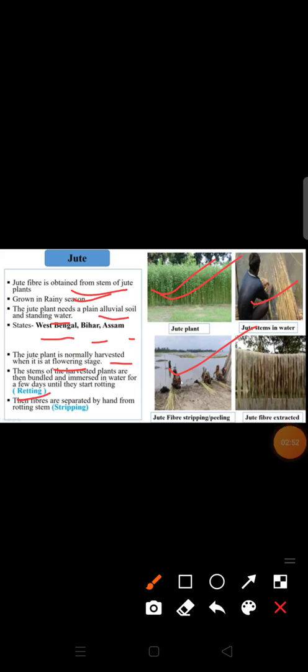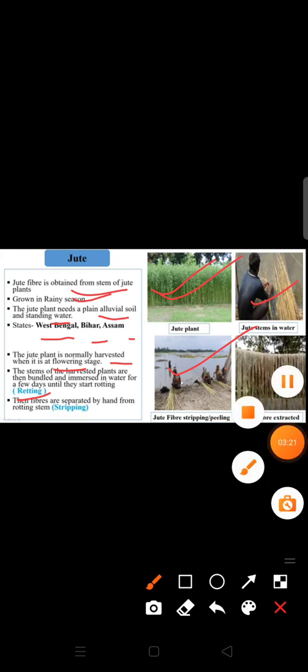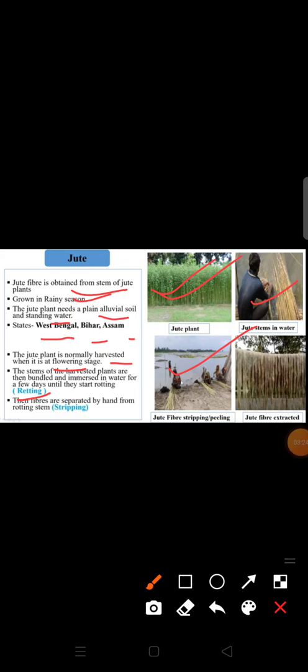And why are these stems immersed in stagnant water? Because in stagnant water bacteria grow well, and the gummy matter that holds the jute fibers to the inner part of the stem is eaten away by the bacteria, and that process is known as retting. In retting, the inner part of the jute stem is eaten away by the bacteria, and it softens the tissues and allows the jute fibers to be separated from the stem.